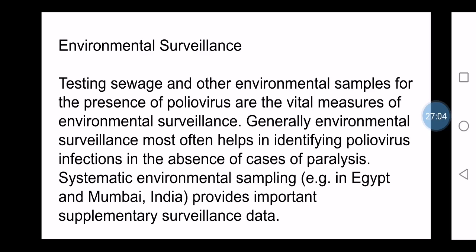Systematic environmental sampling is mainly used in Egypt and even in Mumbai, because we all know that Mumbai is thickly populated. So they do this environmental surveillance every time, systematically, from the waste and from the water. They look for this type of strain. If there is any presence of it, they will suddenly take action. So it is very good for avoiding or controlling the spread to others.